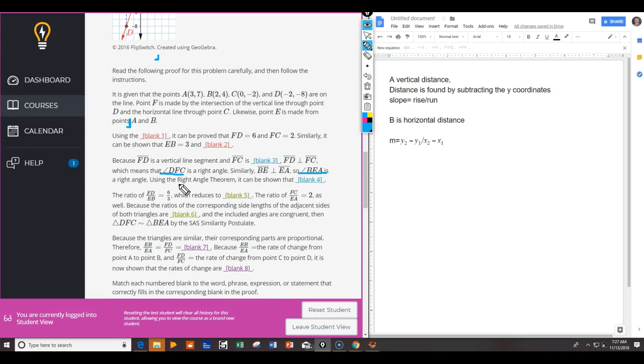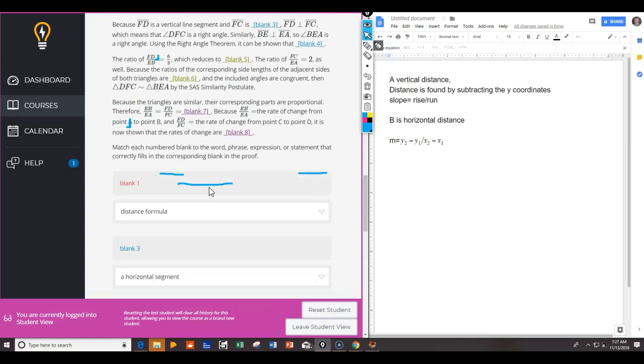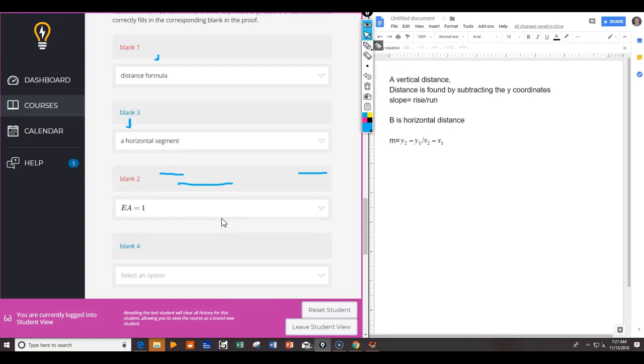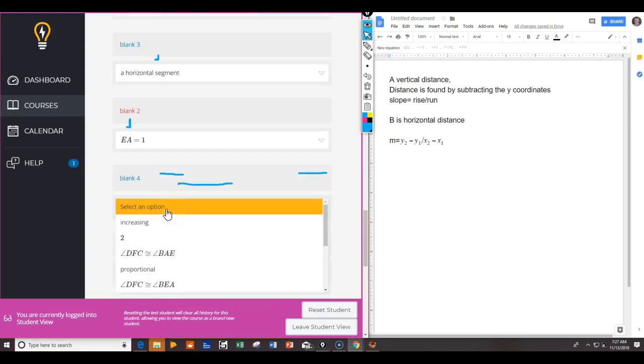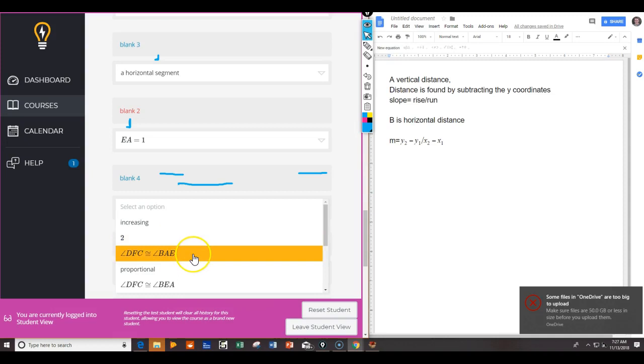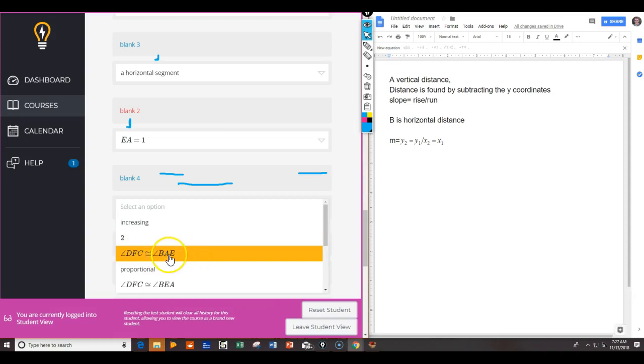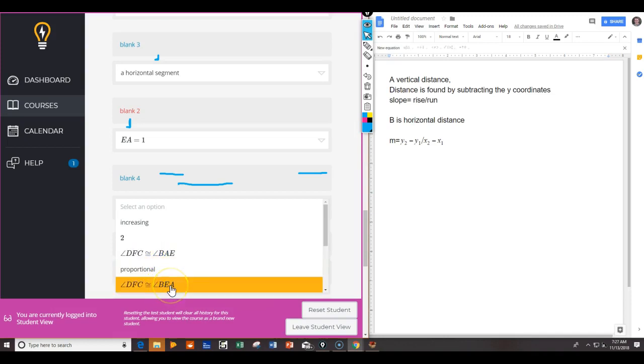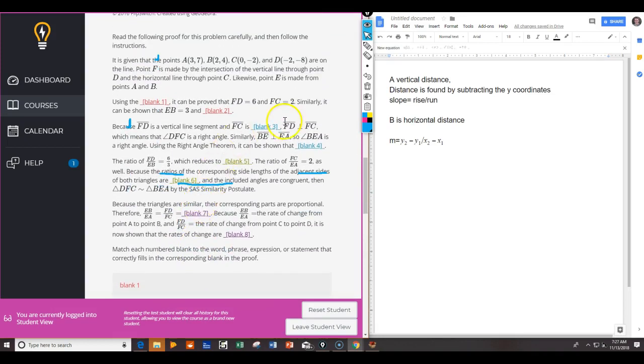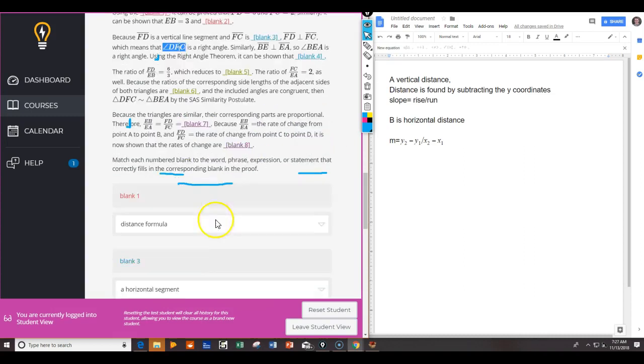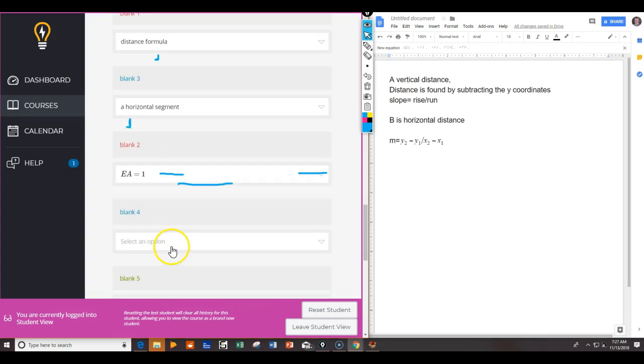So if I didn't know that, I would Google right angle theorem. So I'm looking for angle DFC is congruent to angle BEA. So angle DFC is congruent to angle BEA. So now this has BAE and this one has BEA. Which one would I select? I would select the ones that have these exact orders, DFC and BEA. So it will be BEA.